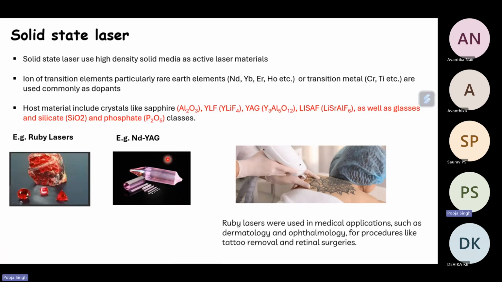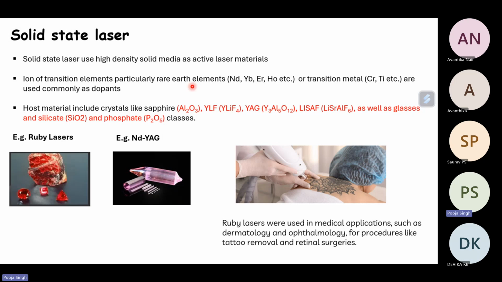Okay, so yesterday we talked about the properties of the laser, how it basically works. Then we have seen the monochromaticity, coherency, and the collimating behavior. Then we talked about the temporal coherence and the spatial coherence. So today we are going to discuss the types of lasers.